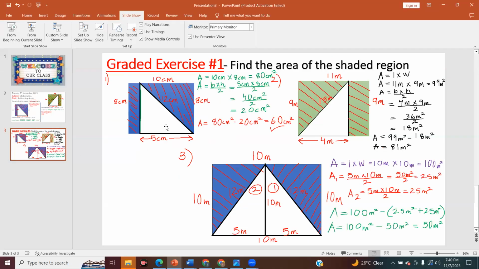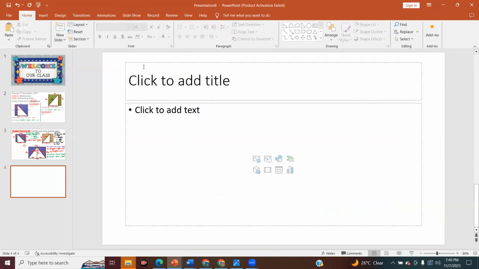So notice that for each one of these, right? These are what? Right angle triangles. But what happens when we do not have a right angle triangle? So we're gonna look at something like that. So examples.